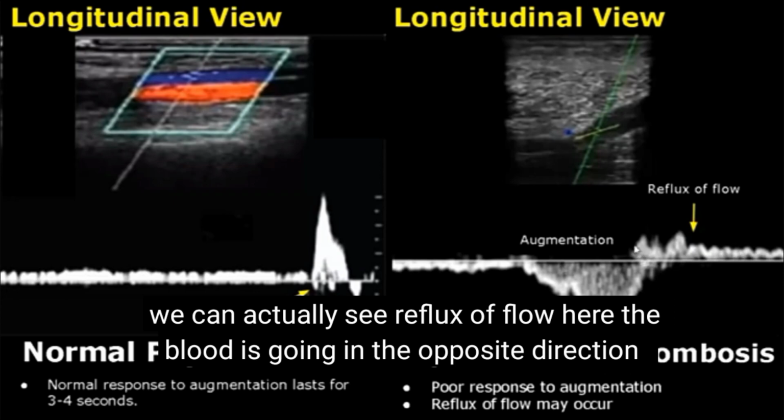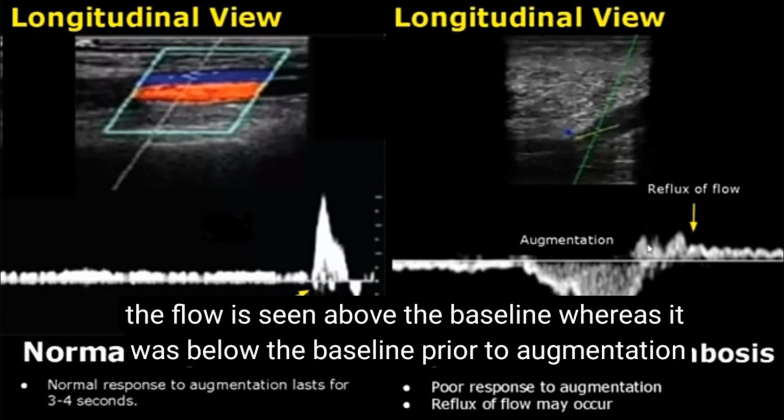We can actually see reflux of flow. Here the blood is going in the opposite direction. The flow is seen above the baseline, whereas it was below the baseline prior to augmentation.